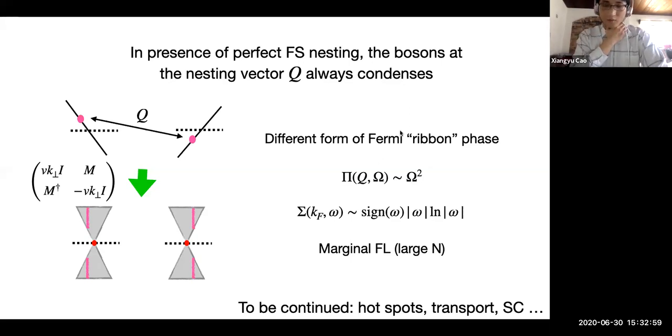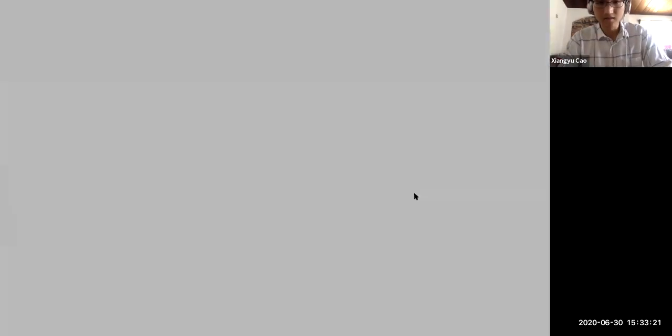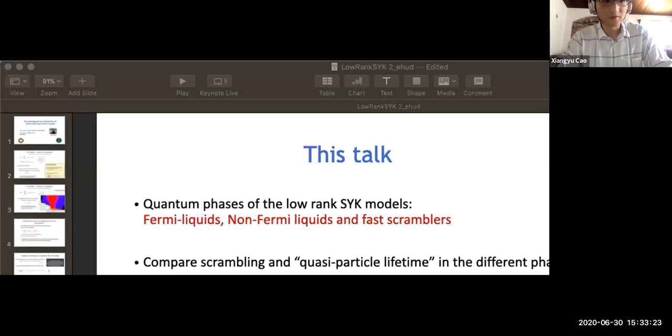There's ongoing work, and there are a couple of interesting questions that we can ask. For example, can we study a hotspots version of this model, and what about transport and the superconductivity instabilities and so on. So I guess that's it. So I'm happy to take your questions.